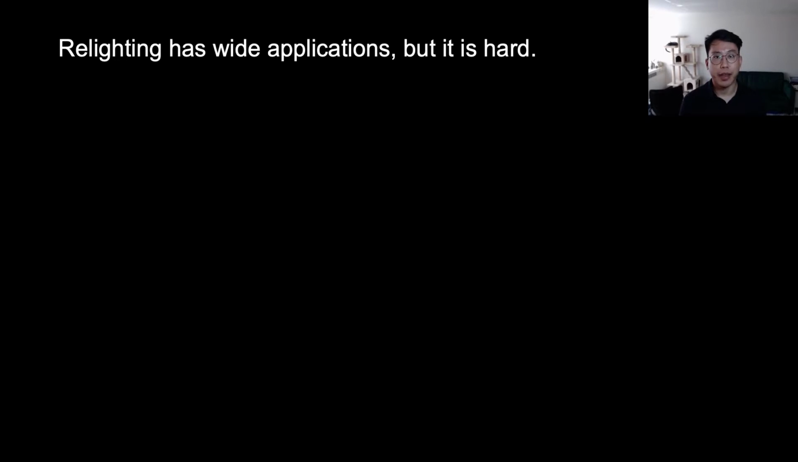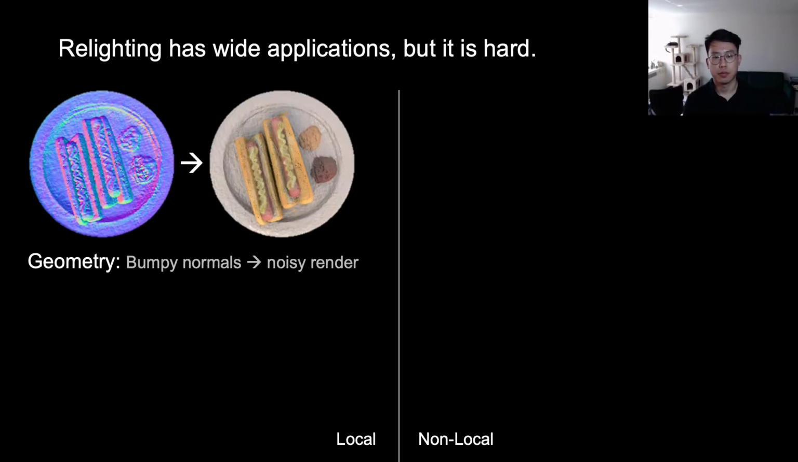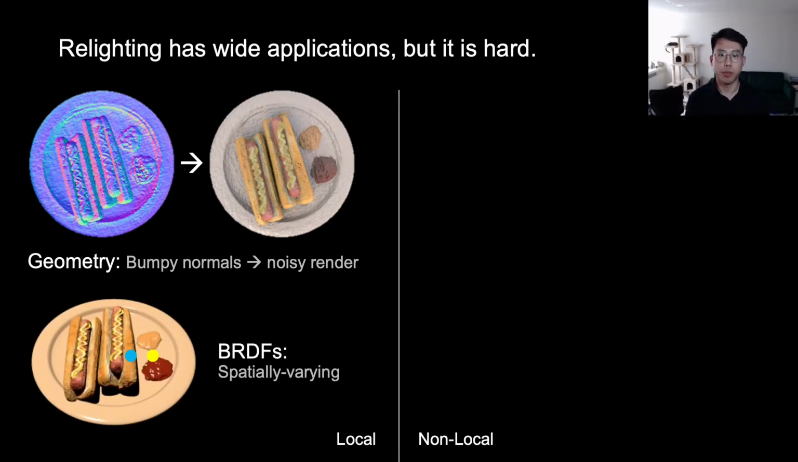Relighting has a lot of applications, for instance in VR and AR, or post-capture photo enhancement. However, relighting is hard. It's hard in two aspects, what I call the local aspect and the non-local aspect. Locally, the geometry has to be good, because otherwise bumpy normals would lead to noisy rendering. Besides geometry, the reflectance is often spatially varying, so we need different BRDFs at different points in the scene.